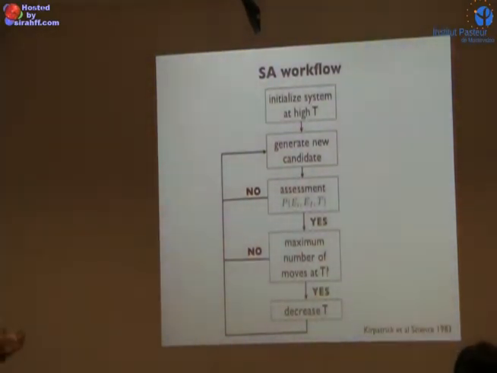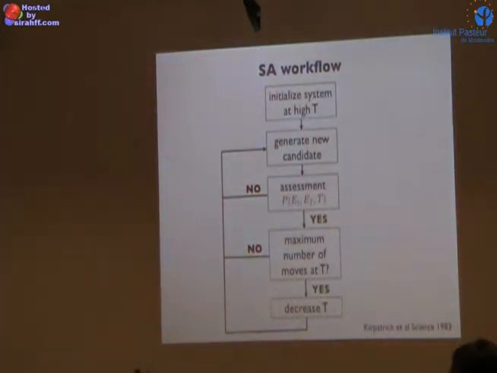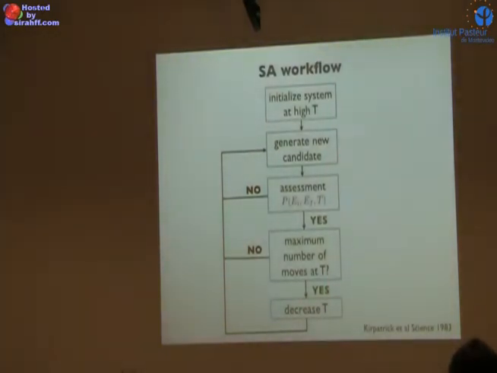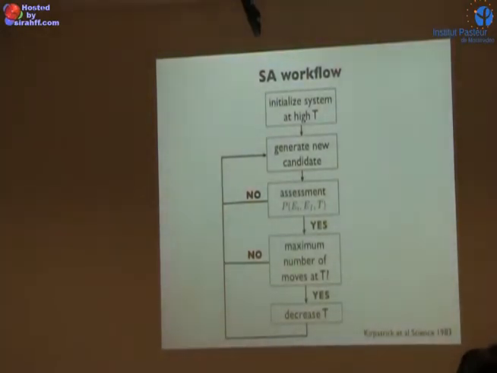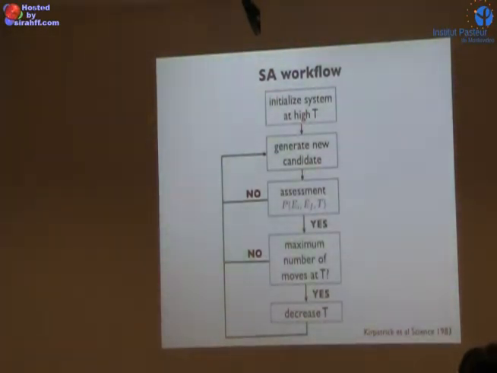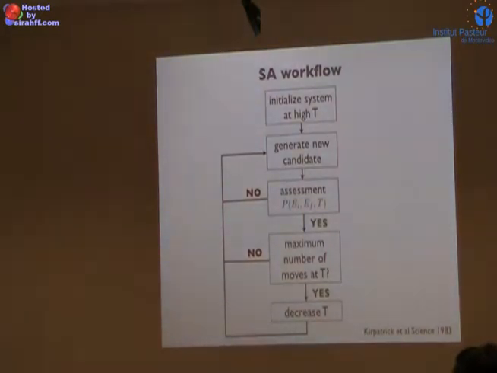You initialize your system at this high value of your parameter, and then you generate moves. You will accept, with high frequency, all kinds of moves, so you have to generate, you have to assess, and if it's not good, you go ahead and generate a new one. Is T temperature or is it a parameter? It's just a parameter of your fitness or energy function. It doesn't need to be a real temperature. And we will see an example in one slide.